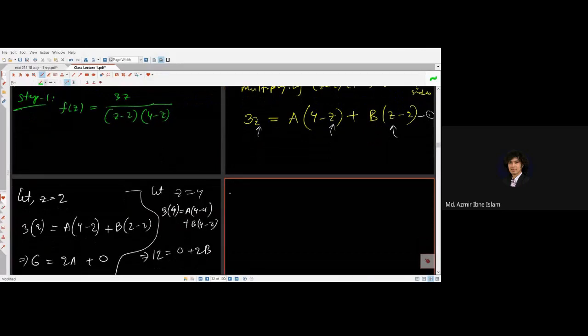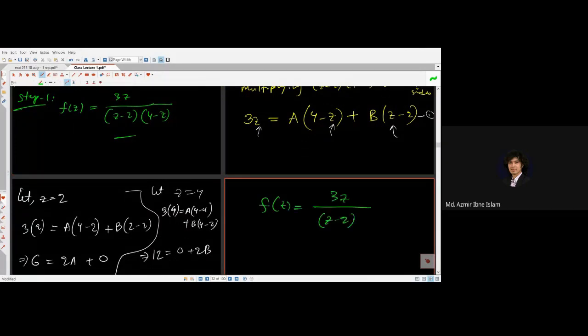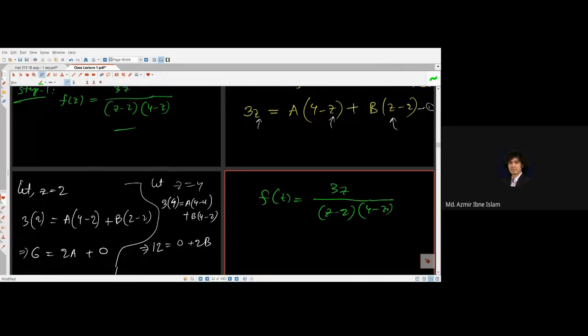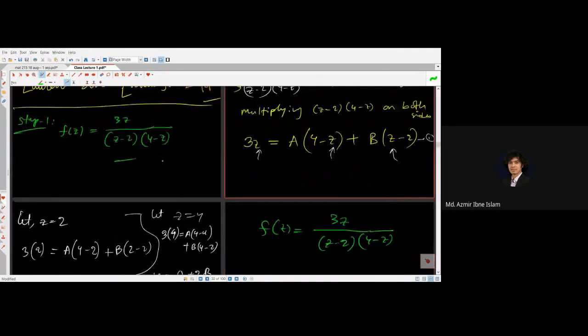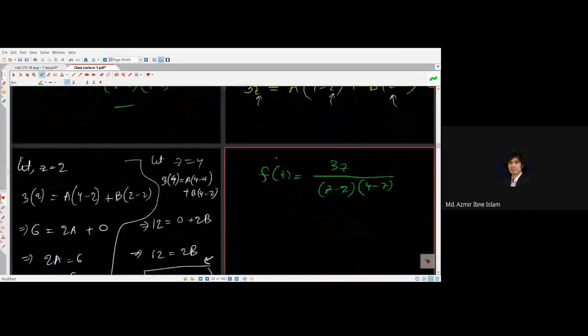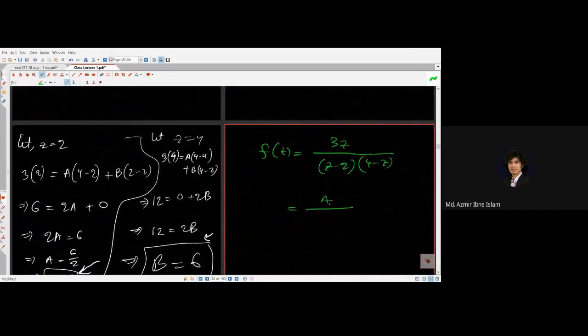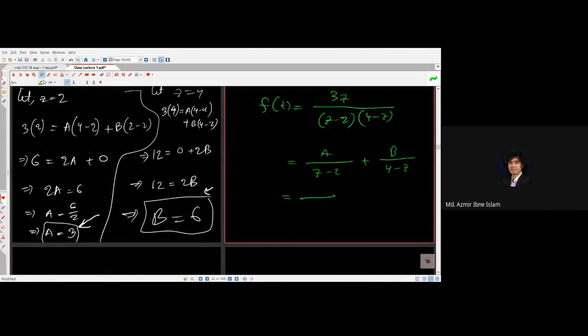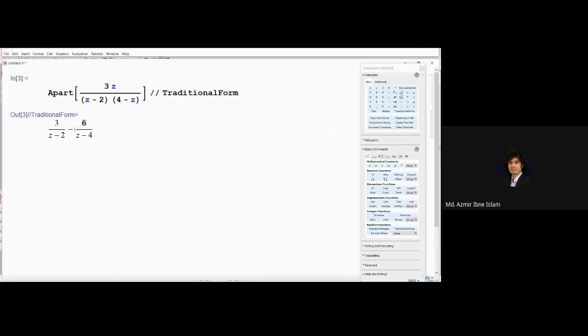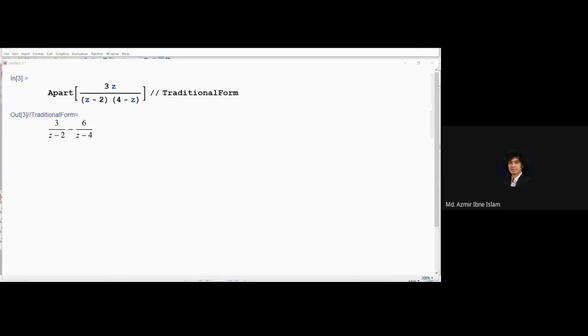So okay, this function f of z equal to 3z over (z minus 2)(4 minus z). So that is now A by (z minus 2), B by (4 minus z). So that is A by (z minus 2) plus B by (4 minus z). That means now replace A. A is 3, over (z minus 2), plus B, B is 6, over (4 minus z). Now you can see that we have a minus here, so we can also use this one.